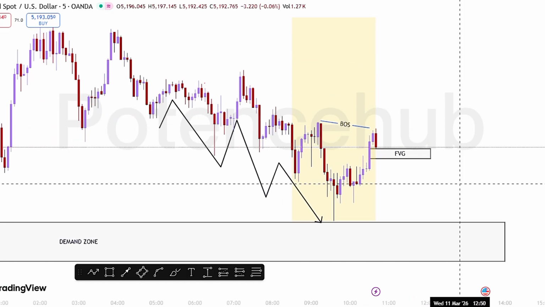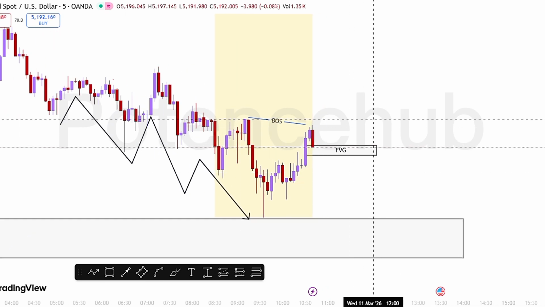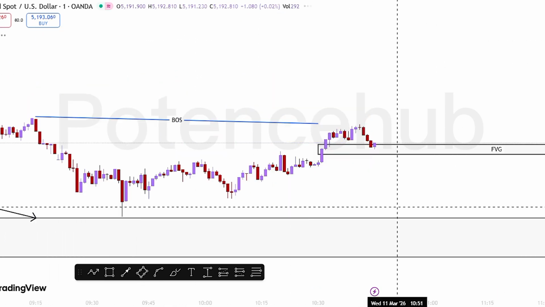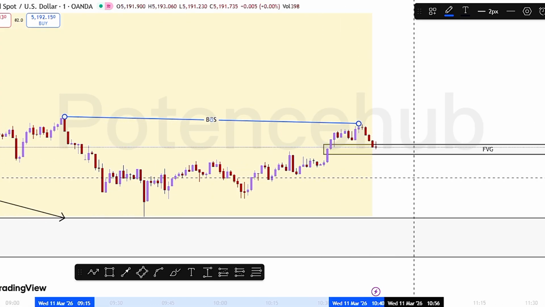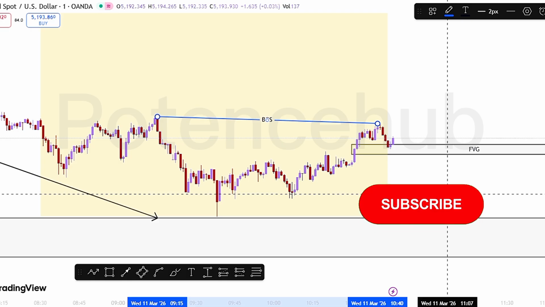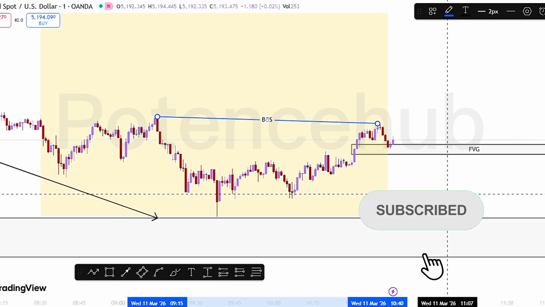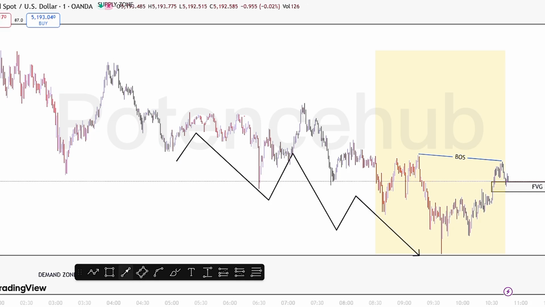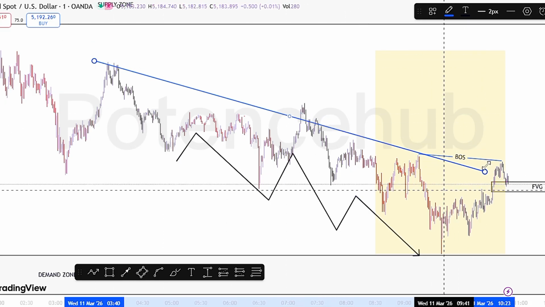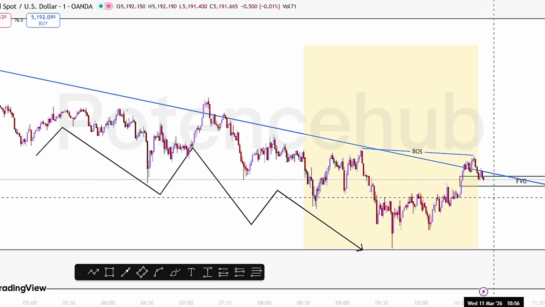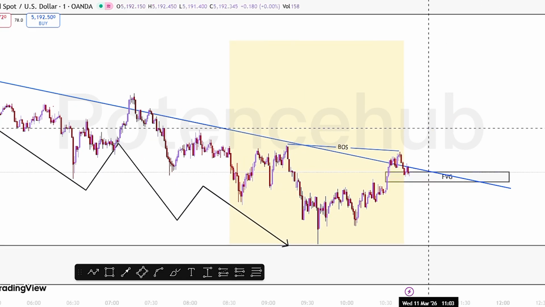I'm actually looking at this break of structure. So if price happens to hit or break through this structure, then we are heading for a buy, because already our bias is bullish. But if not, then we'll be looking at making use of some confluences to know if we are going to be heading downwards in this particular trade. And this is XAU USD.